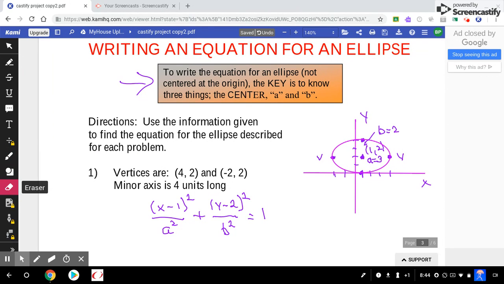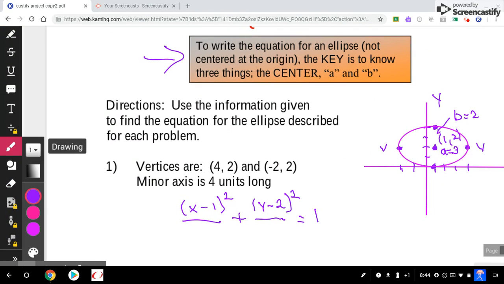So all I have to do is come over here and fill those in. I'm going to go ahead and grab the eraser, get rid of that guy, and get rid of that guy. And I'm going to say, well, hey, if a is 3, then a squared is 9. And if b is 2, then b squared is 4. And we got it.